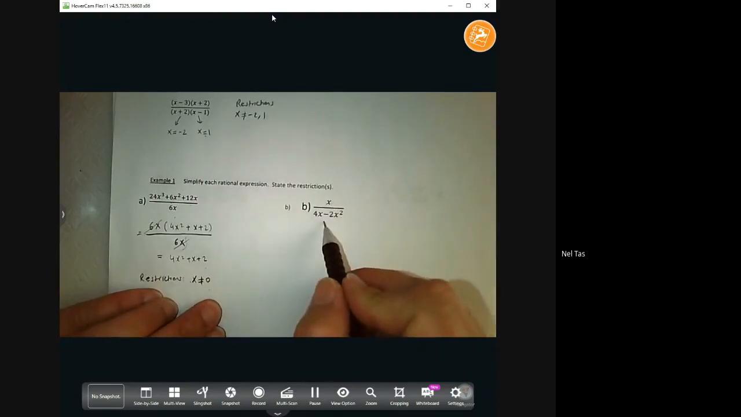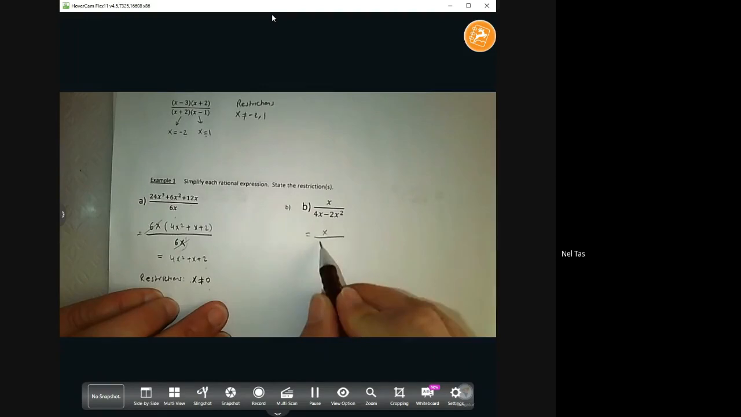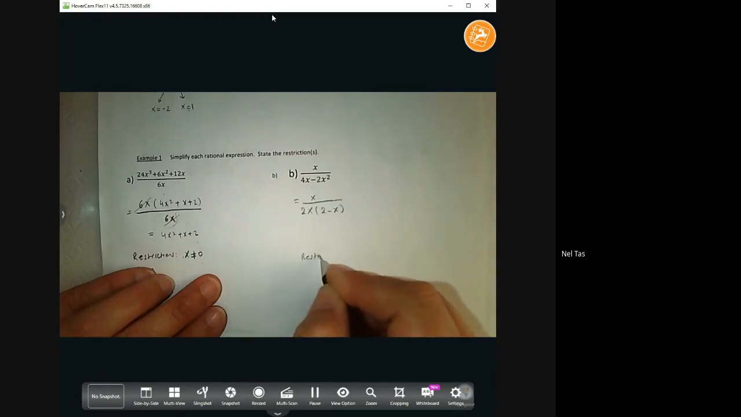Let's look at B. So we have x over 4x minus 2x squared. Again, if we factor, 2x is a common factor in the denominator, you get 2 minus x. Okay, so before you simplify further, state the restrictions.